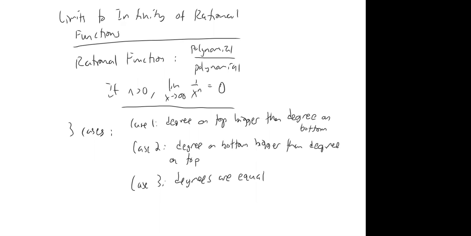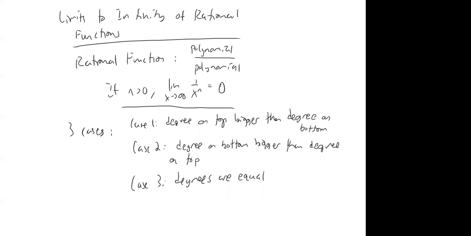So let me just do an example. I'm going to make it up. Limit as x goes to infinity. So the first one is when what? Degree on top bigger than degree on bottom. So let's do x cubed plus 26x squared plus x plus 1 over x squared plus 1. Okay.